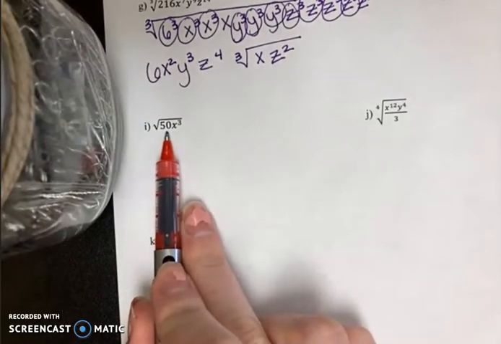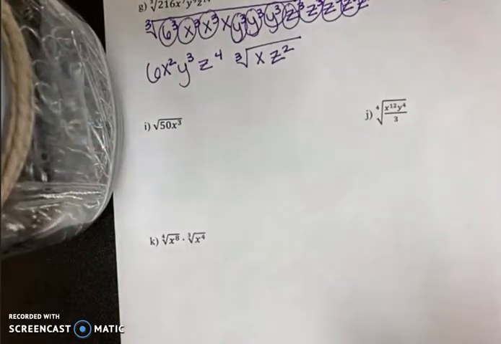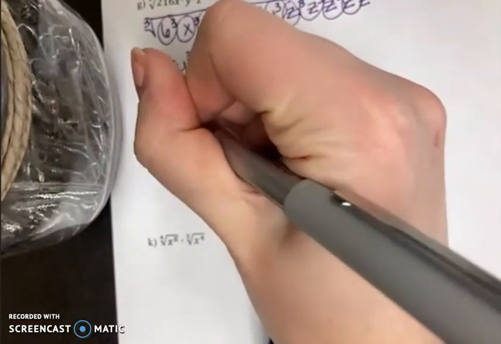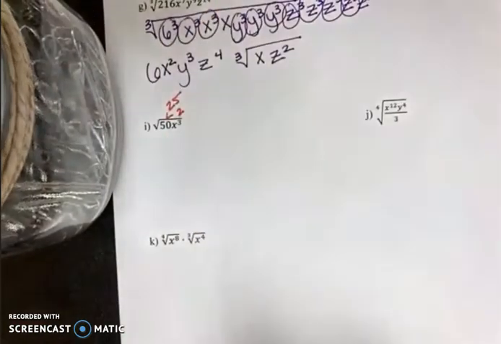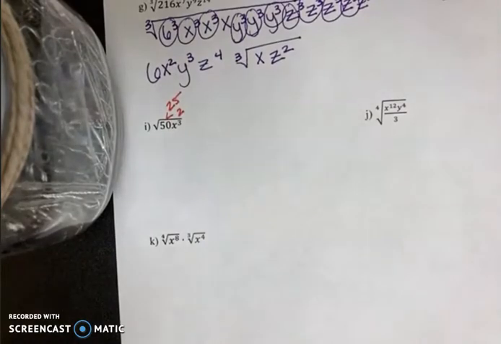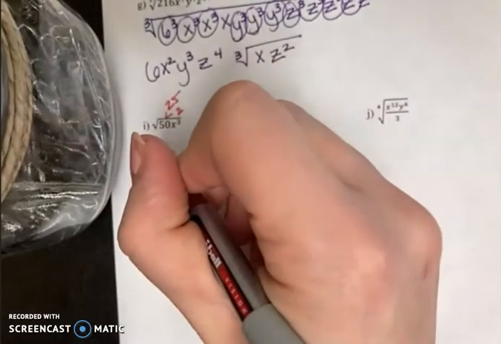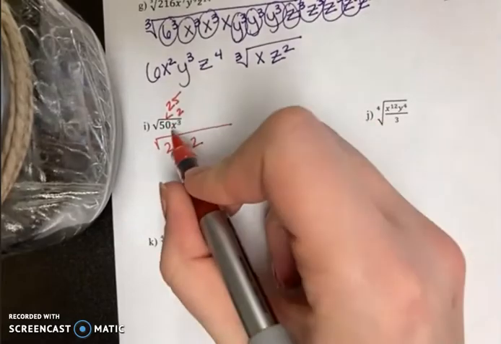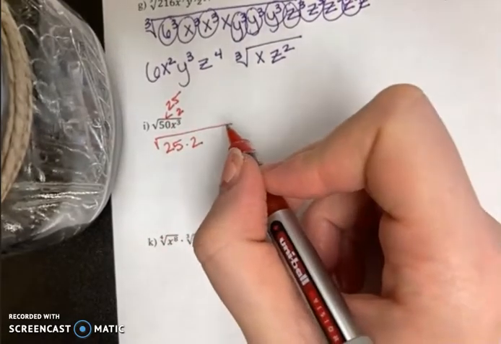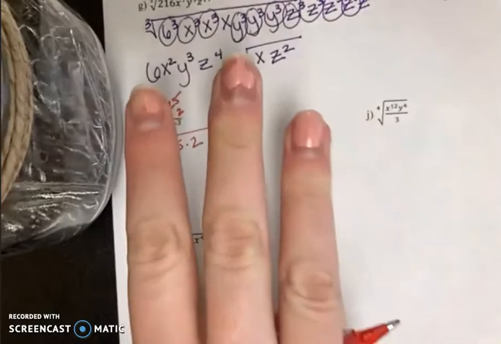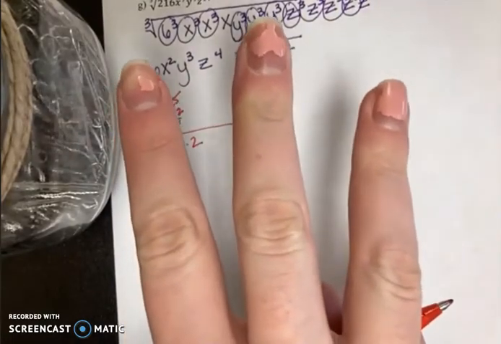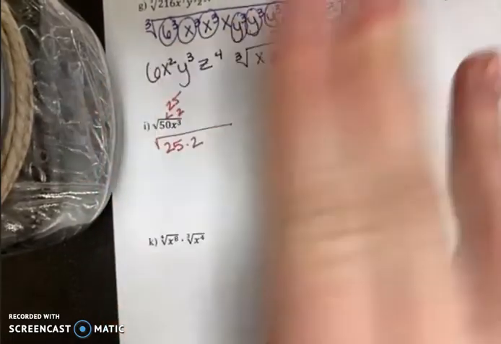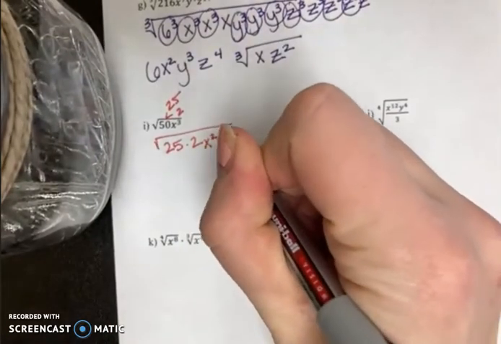All right, I. Once again, we have the square root. This is what we should be comfortable with. So 50. No, that is not a perfect square, but I do know that 50 has factors of 25 and 2, and 25 is a perfect square of 5. So I'm going to rewrite it as the square root of 25 times 2, and then x cubed, I'm going to rewrite that so I have perfect squares. I have 3 x's, and I want to make sets of 2. So I can make one set of 2, and I have one left over. So x squared, x.